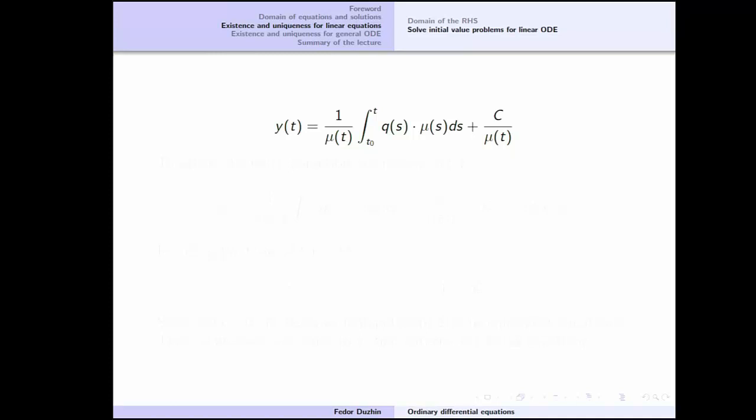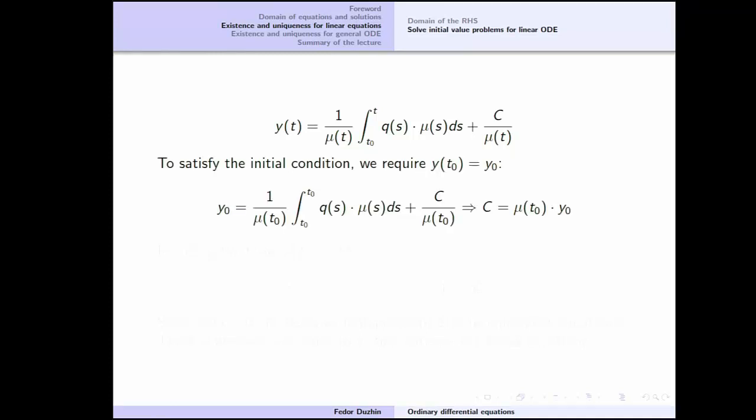And now let us solve for c. So we need to use the initial condition, right? When we use the initial condition, y of t0 is y0, then the left-hand side becomes y0, and the right-hand side becomes, here we have t0, and of course when we integrate from t0 to t0 we get 0, and from this we get this formula. Recalling the formula for mu of t, we finally get the answer that c equals y0.